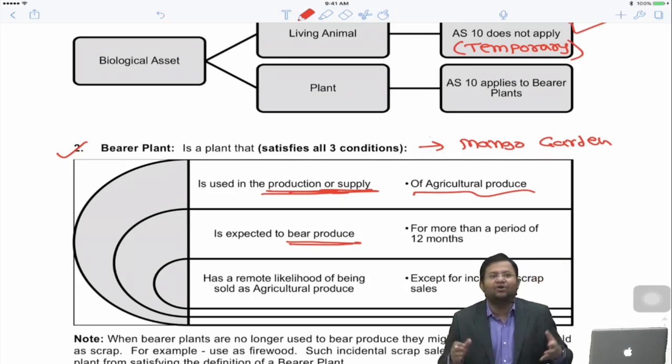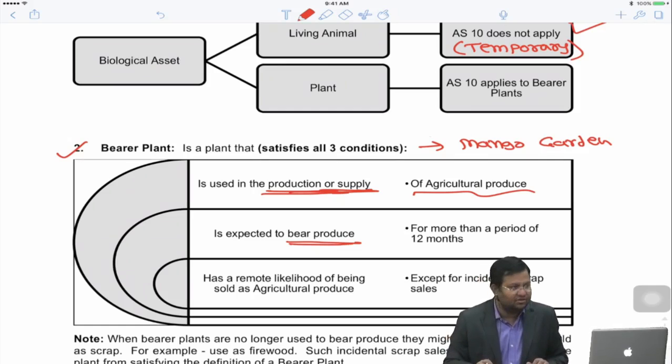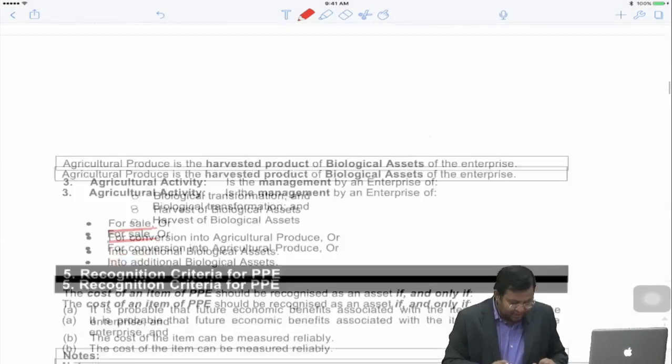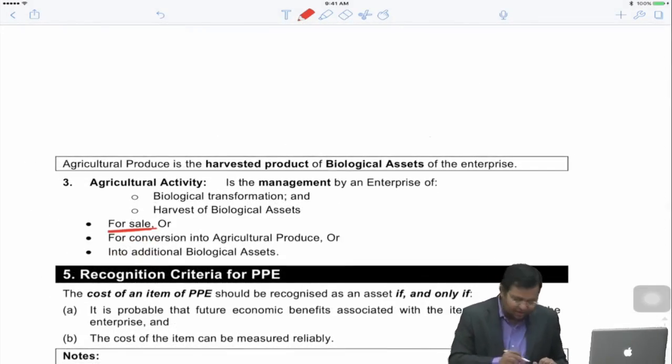कि मुझे मालूम है कि मैंगो ट्री 4-5 साल तक ही मैंगो देता है, उसके बाद देता नहीं है. Assume, I don't know what is the period. I don't know for how many years mango tree gives its mangoes. There could be decline in the productivity. Or let's say I have got lemon trees, which is a bearer plant ka example. We understood coconut trees also, coconut gardens.